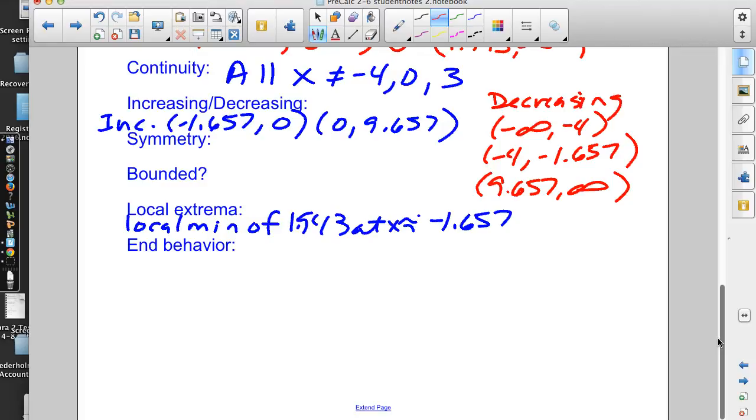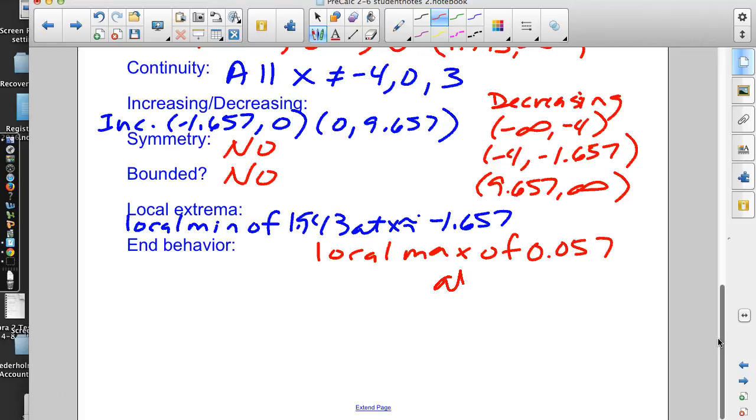All right, is that nastiness symmetric? No. Bounded? No. Okay, so now that I've scrolled down here, I need that local max. Local max of 0.057 at x equals, was that our 9.657? Yep. So we had our local min, we had our local max, end behavior.